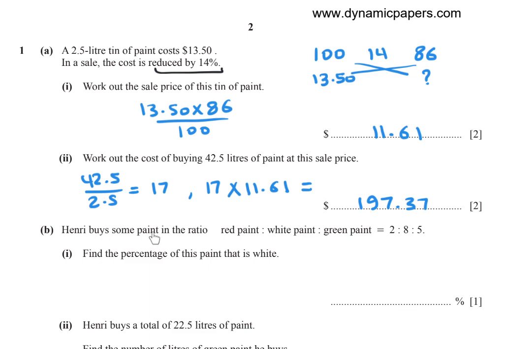Henry buys some paint in the ratio red paint to white paint to green paint 2 to 8 to 5. Find the percentage of this paint that is white. So white we have 8 parts and the total number of parts is 2 plus 8 plus 5, 15. So 8 out of 15 times 100 equals 53.3.